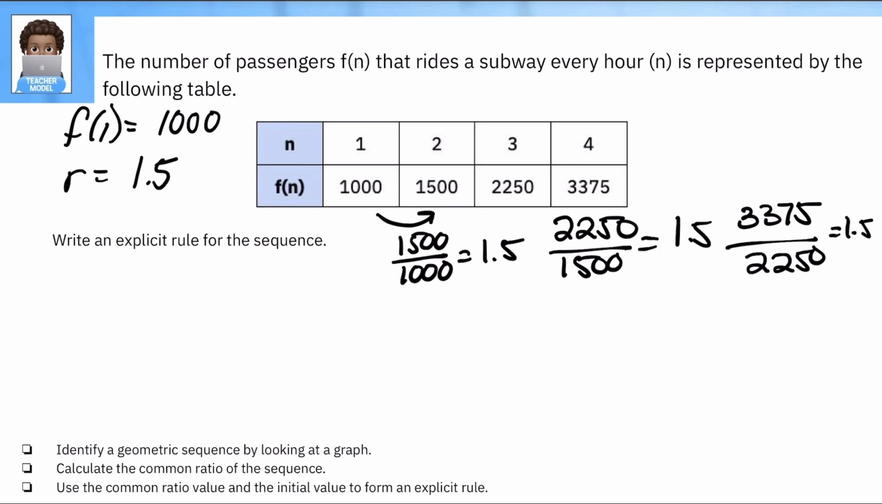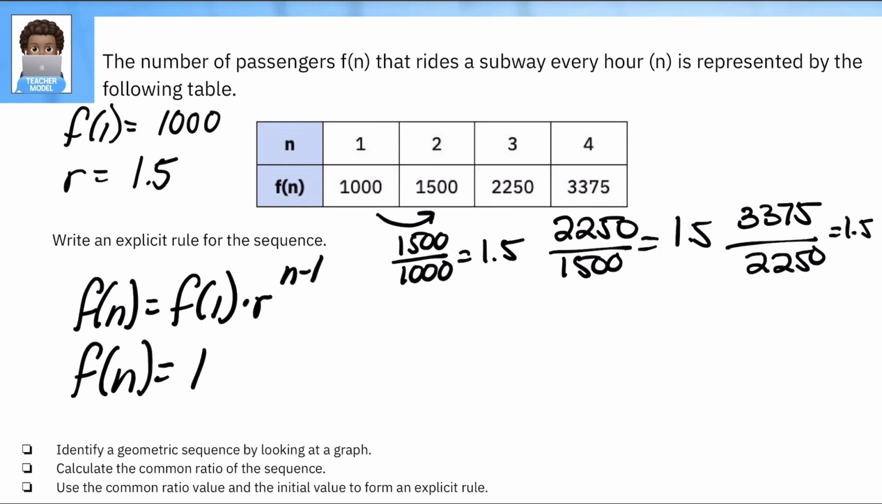So given this, we can now write our explicit rule by just substituting. And I'm just going to put parentheses around this. And that is it. That was our goal for today, to be able to calculate the common ratio of a sequence and then use the common ratio and initial value to form an explicit rule.